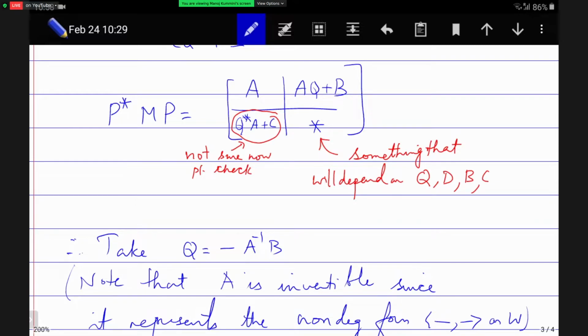I wrote that this is what you get on the left, but I have a suspicion that it is slightly wrong. Sir, but Q star A plus C is correct, I think. No, but A star is A, right?